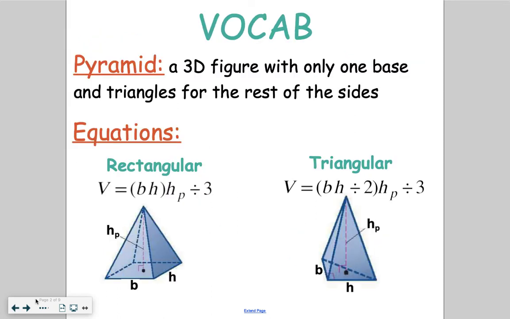A pyramid is a 3D figure that only has one base and triangles for the rest of the sides. The two types of pyramids that we're going to be looking at are rectangular and triangular.